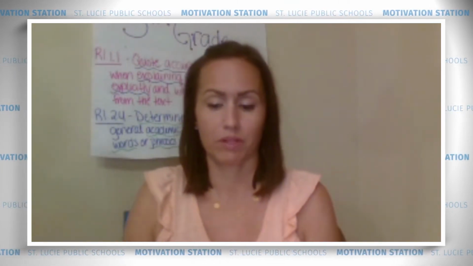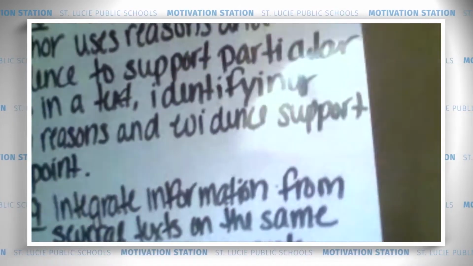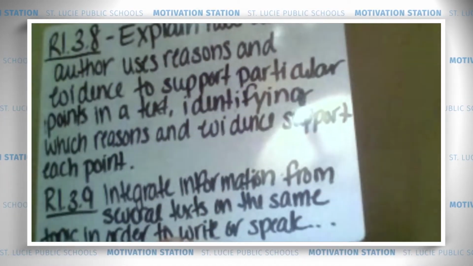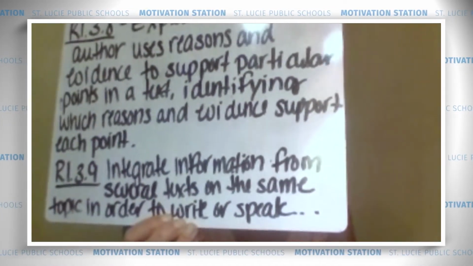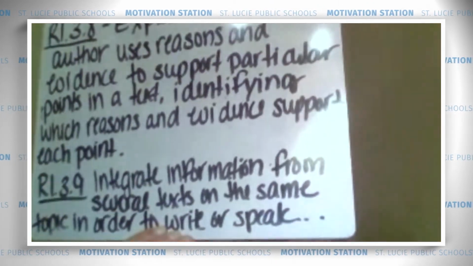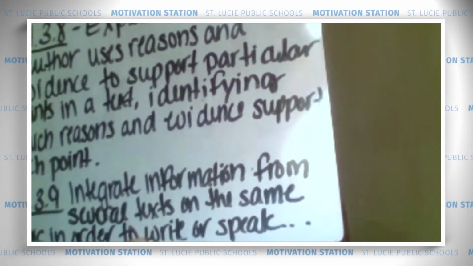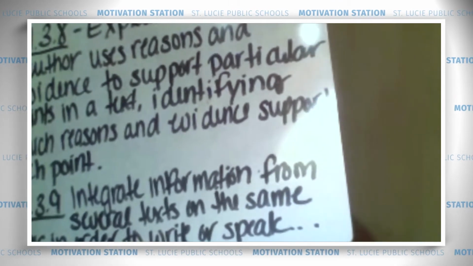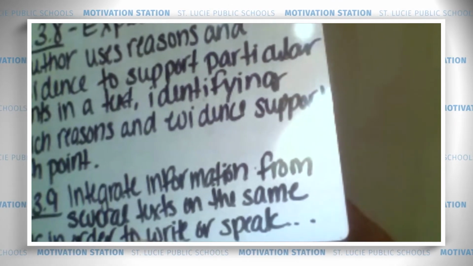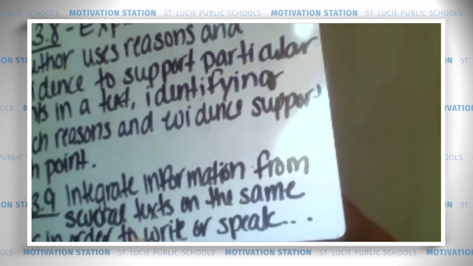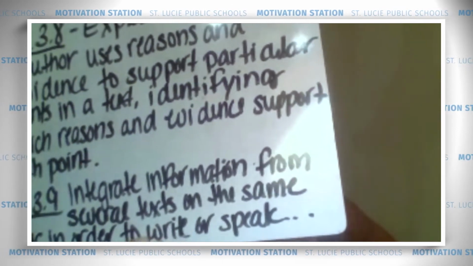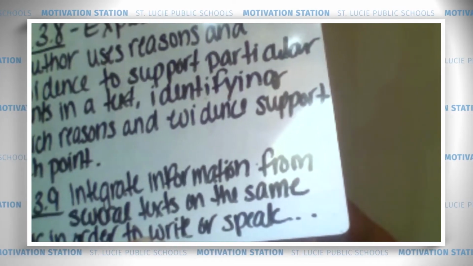So let's get started. Today we're going to be looking at 2 different standards. We're going to be looking at RI 3.8 and RI 3.9. RI 3.8 says, explain how an author uses reasons and evidence to support particular points in a text, identifying which reasons and evidence support which points.